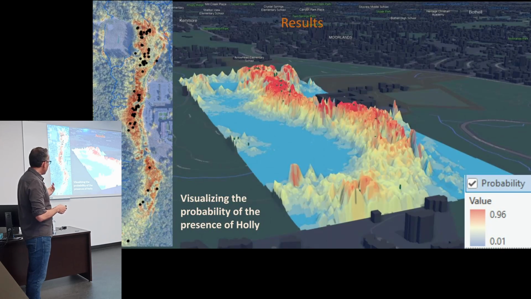So this is another visualization of the same data, but in this case, we're looking at the probability. So the peaks in this case, that's not topography, right? The peaks are the probability values. So the higher the peaks, the higher the probability of finding holly, right? So these are areas where the likelihood of finding holly is very high. But also, these valleys, again, these are not topographic valleys, are areas where the probability of finding holly is very low, right? Which kind of associates also with the topography. So there's that kind of correlation with the slope, aspect, and elevation.